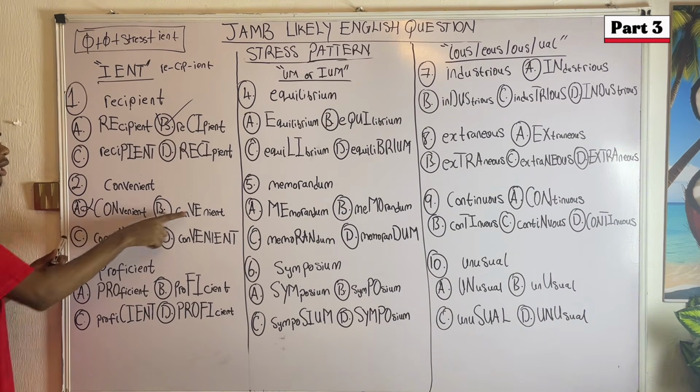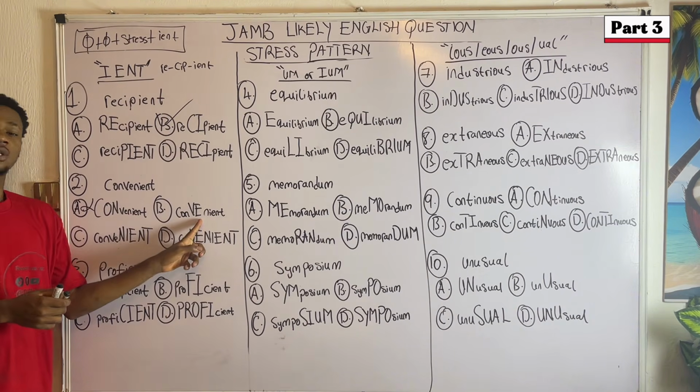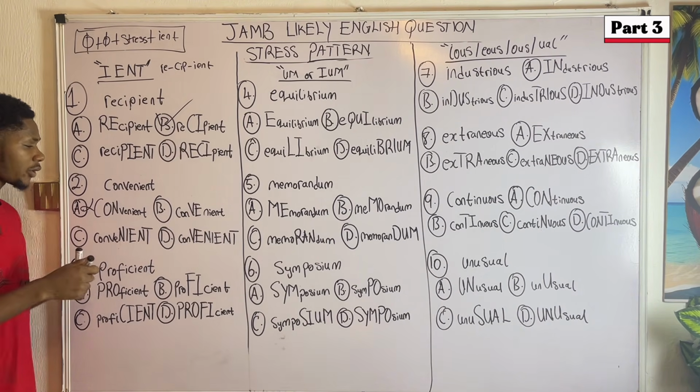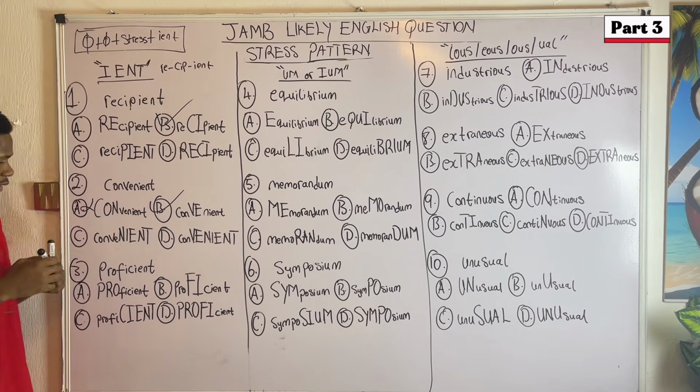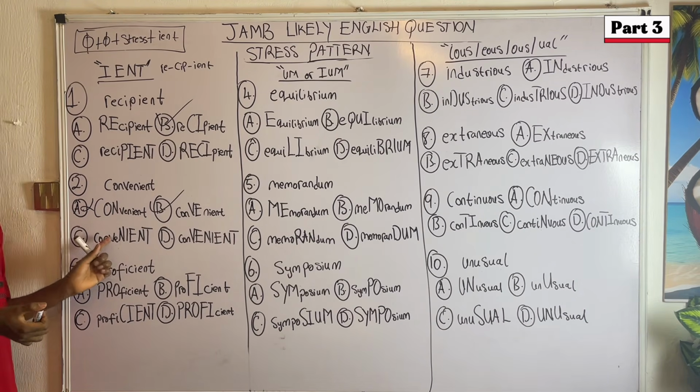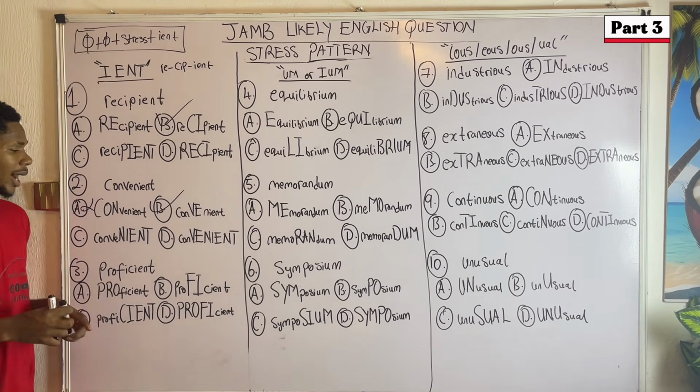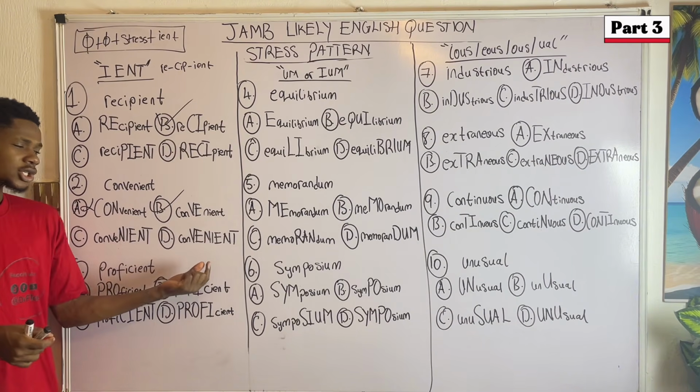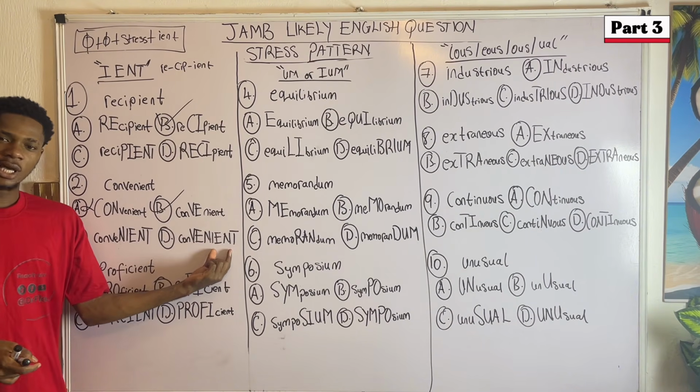Now how about option B? Convenient, V is stressed. This shows that what now? Option B is the correct answer. But let's go through the other options. Option C, we're having convenience, NIENT stressed. This one is wrong. And then we have what now? Convenience. Notice how both V and NIENT are stressed.